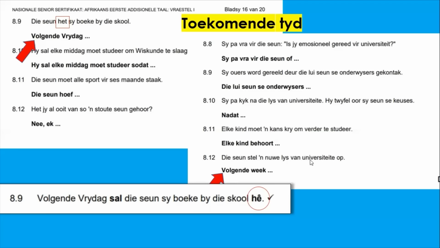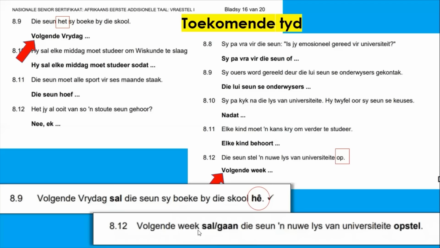Okay, so this part is quite easy. However, again, we have the preposition at the end. And now you remember, you know what to do. Our verb will move to the end and get stuck to that one because it's scared. Okay, so pause. See if you can do it. Let's look at the answer. Volgende week sal die seun 'n nuwe lys van universiteite opstel, because opstel is here. Stel is the verb. It goes to the end and it gets stuck. So it is one word.